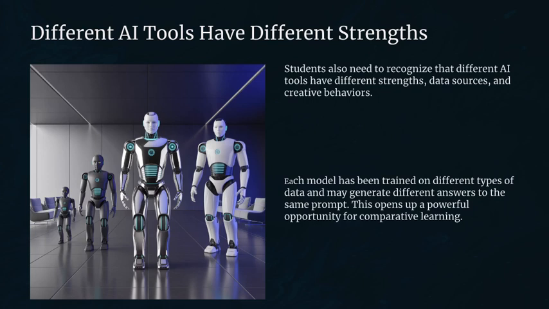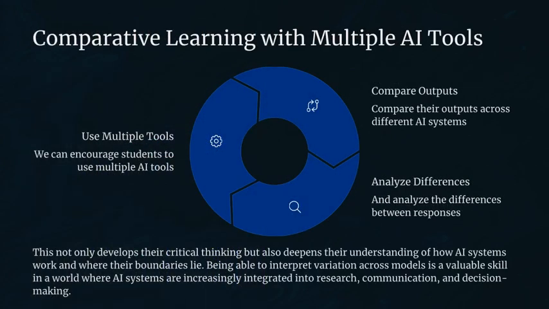This opens up a powerful opportunity for comparative learning. We can encourage students to use multiple AI tools, compare their outputs across different AI systems, and analyze the differences between responses. This not only develops their critical thinking, but also deepens their understanding of how AI systems work and where their boundaries lie. Being able to interpret variation across models is a valuable skill in a world where AI systems are increasingly integrated into research, communication, and decision-making.